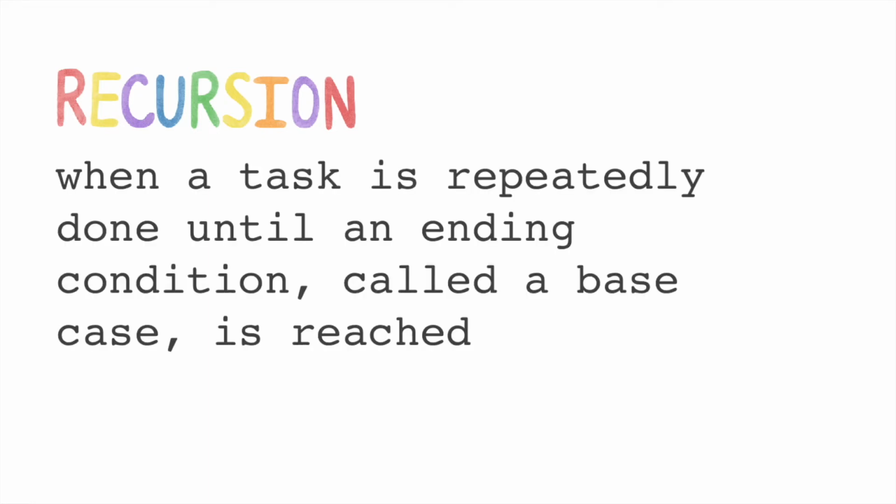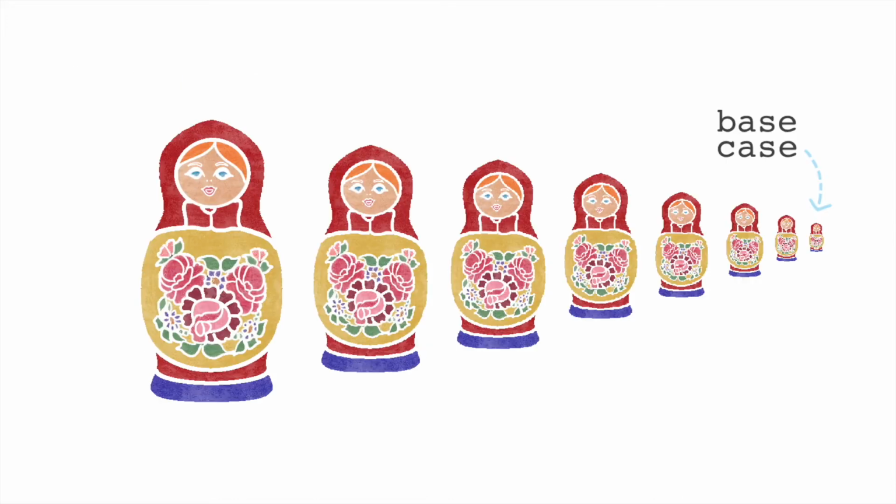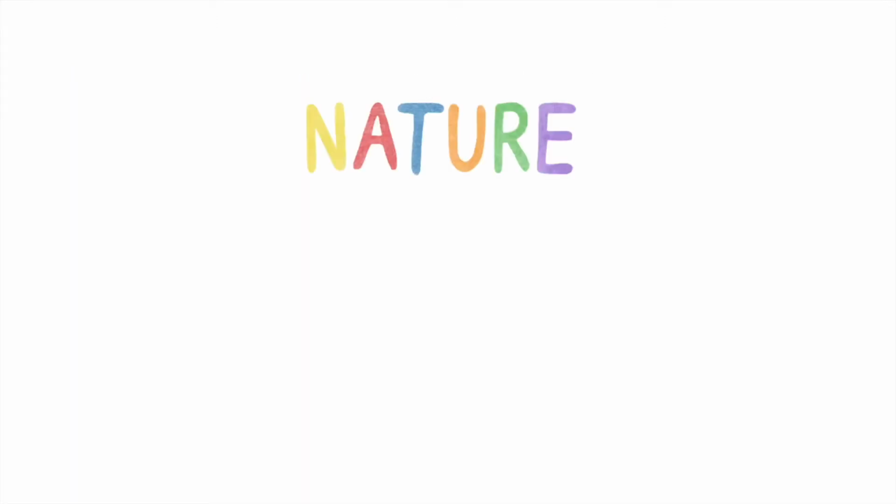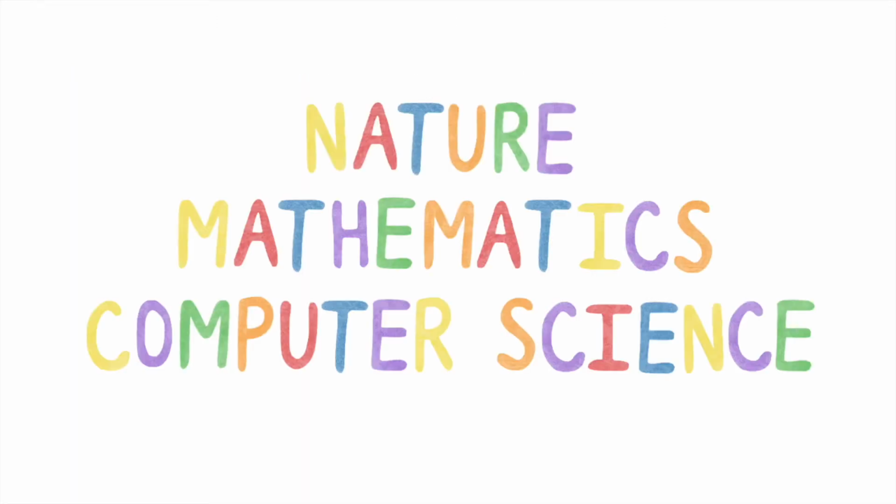Stanford's encyclopedia defines recursion as when a task is repeatedly done until an ending condition, called a base case, is reached. In this example, the smallest and last doll in the center would be the base case. A recursion function is a function that calls itself. By calling itself more than once, a function can produce multiple copies of itself. Recursive patterns can be found in nature, mathematics, and computer science.